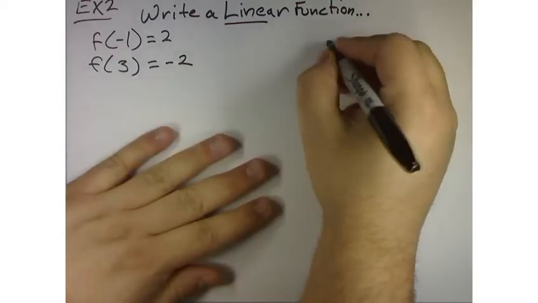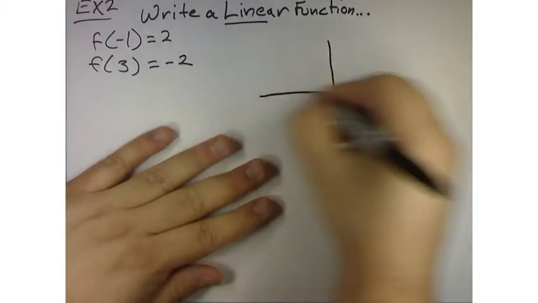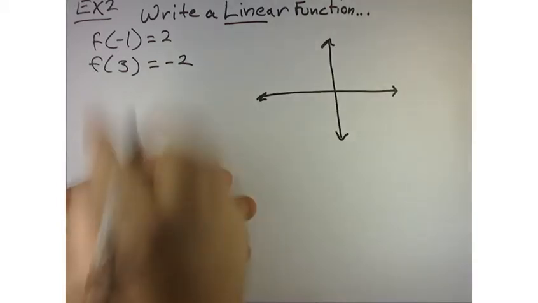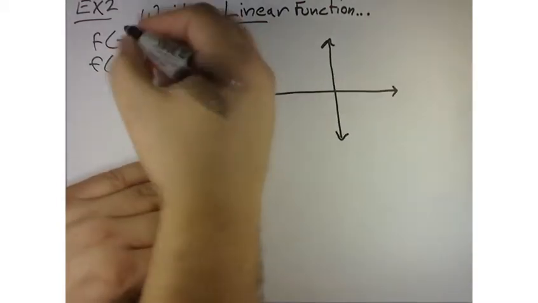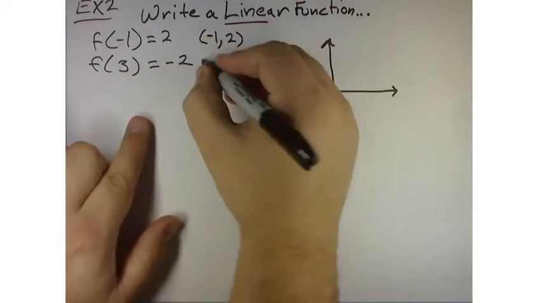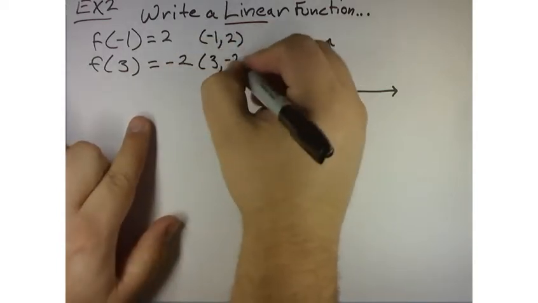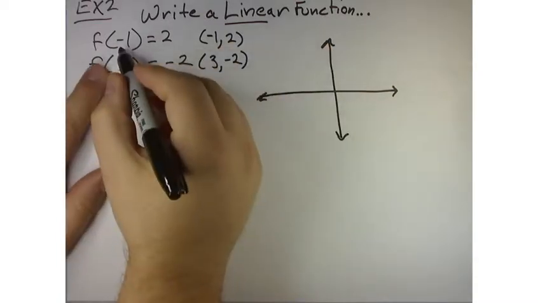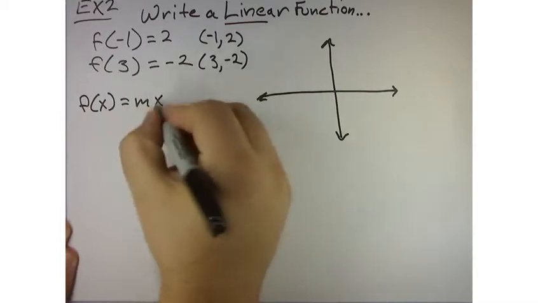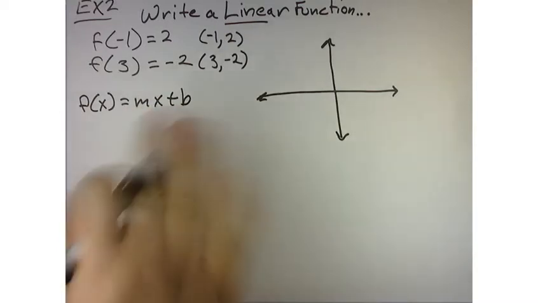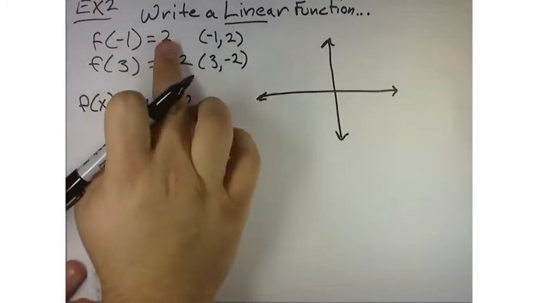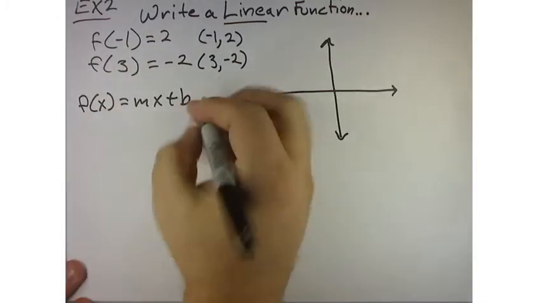So first let's graph this. Although we're not asked to do it, Mr. Adams loves to graph things. Now you do realize that this is the point -1, 2, right? And that this is the point 3, -2, because this is the x value. In other words, what we're asked to do is write a function f of x is equal to m times x plus b, or something similar to that. And so this is the x value, and this is a corresponding y value, because f of x is the same as y.